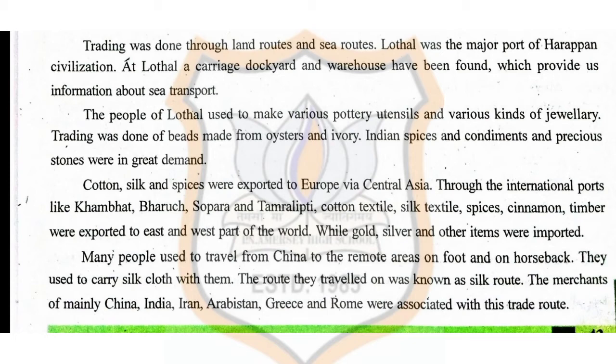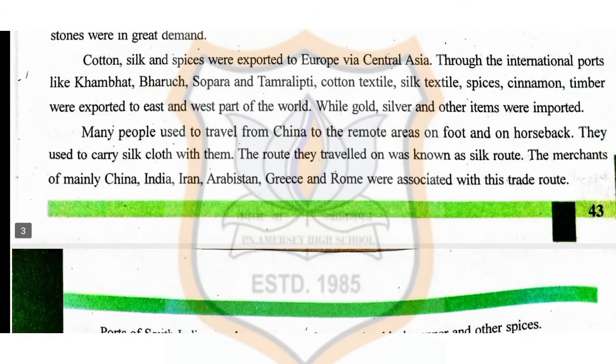Indian spices and condiments, and precious stones were in great demand. Cotton, silk, and spices were exported to Europe via Central Asia.